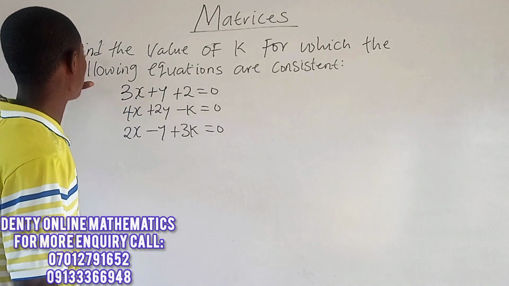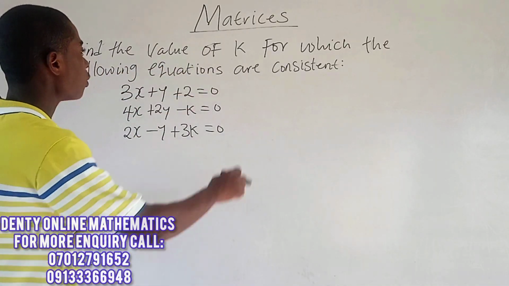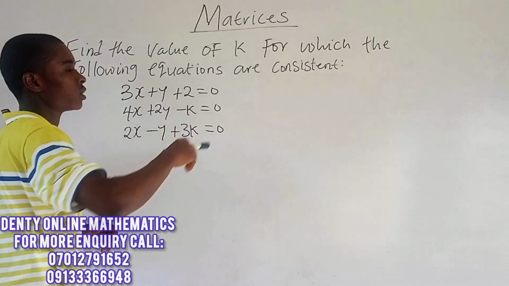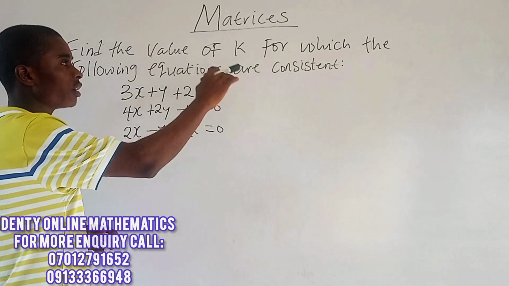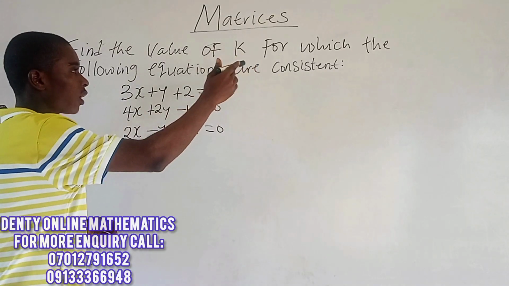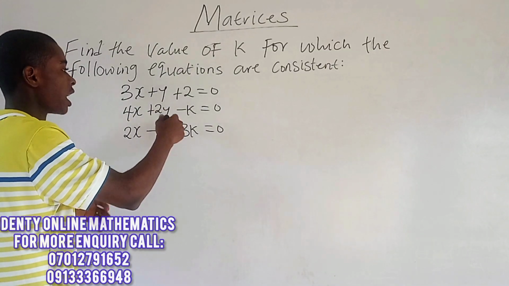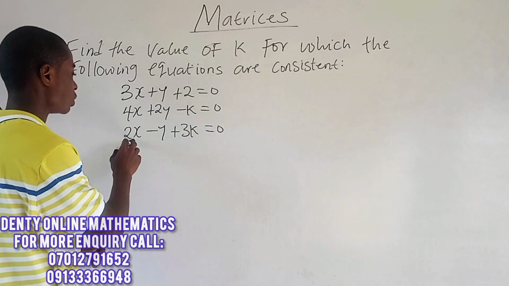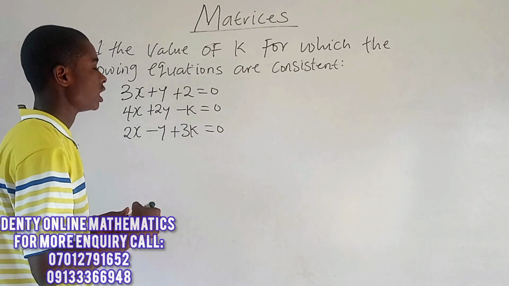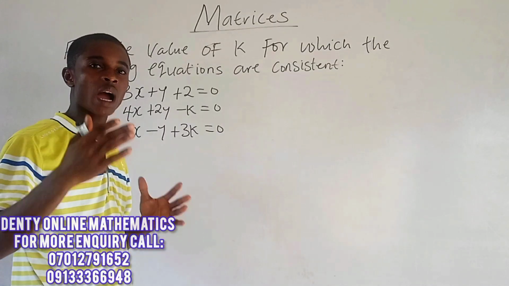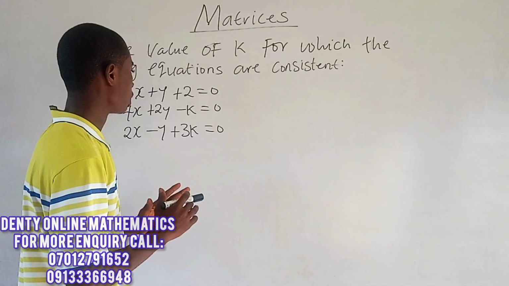Now, the question here is: find the value of k for which the following equations are consistent. We have 3x + y + 2 = 0, 4x + 2y - k = 0, and 2x - y + 3k = 0. How can you perform such operations?